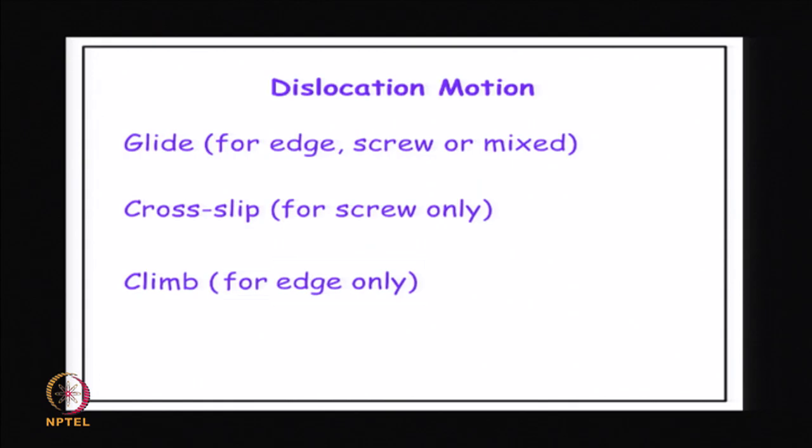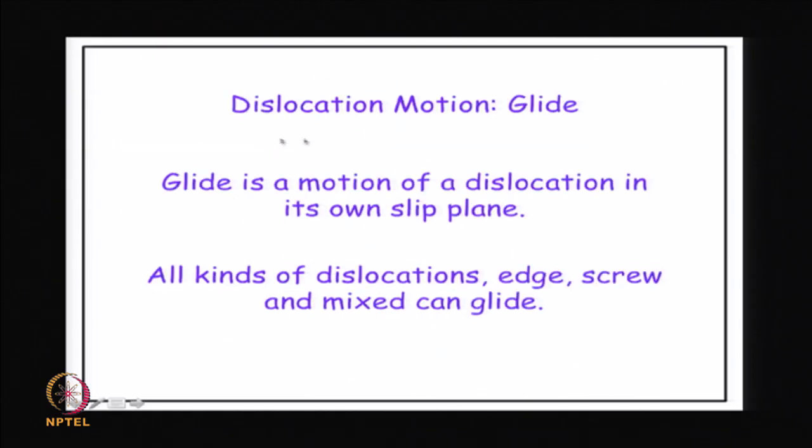The glide motion, which is for edge, screw or mixed. So, any type of dislocation can glide. Then there is a cross slip motion, which is only for screw dislocation, and a climb motion, which is only for edge dislocation. So, let us look at them one by one. We will begin with dislocation motion in glide.